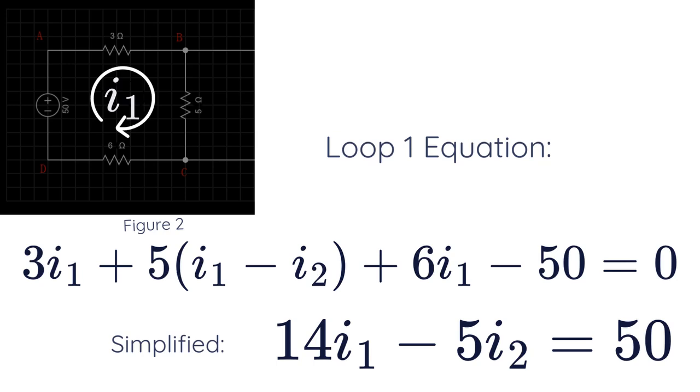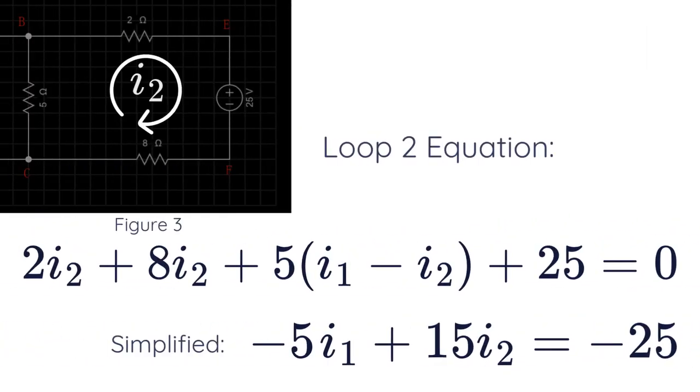Hence, the loop 1 equation is 3I1 plus 5 times the difference of I1 minus I2 plus 6I1 minus 50 equals 0. To simplify this equation, we have 14I1 minus 5I2 equals 50.